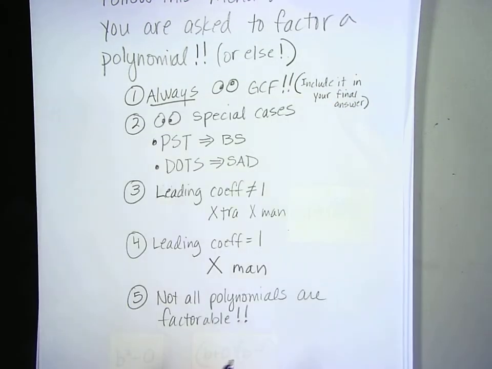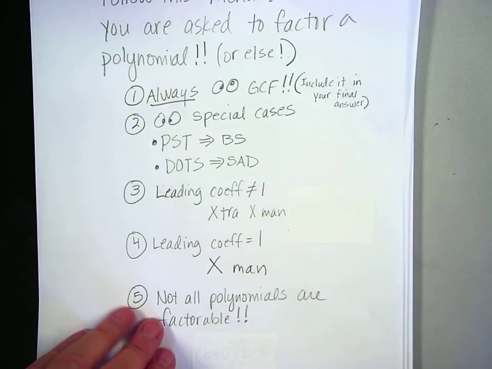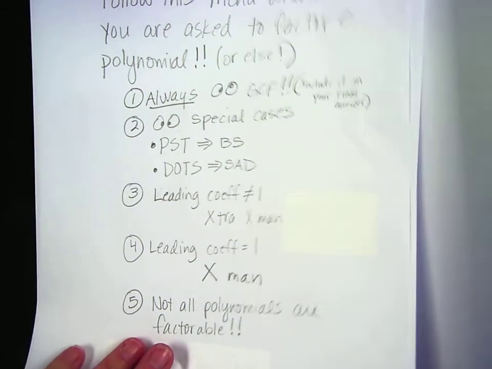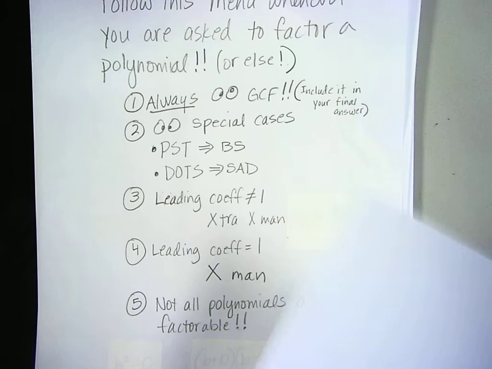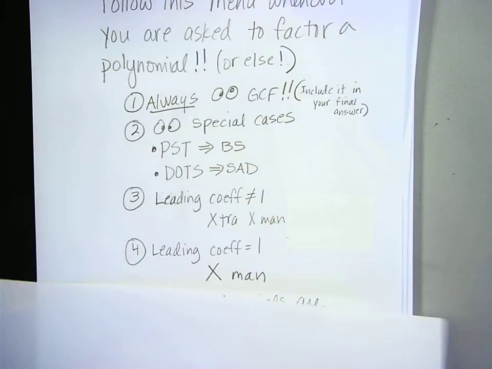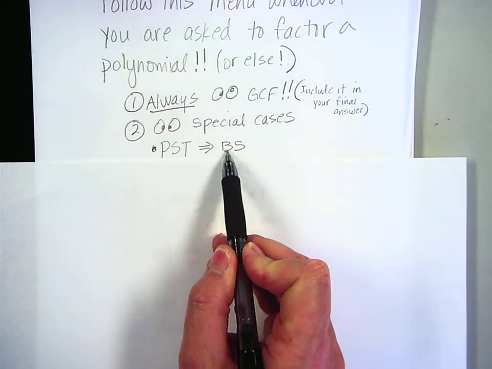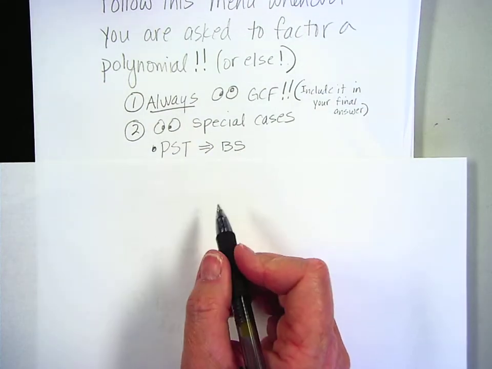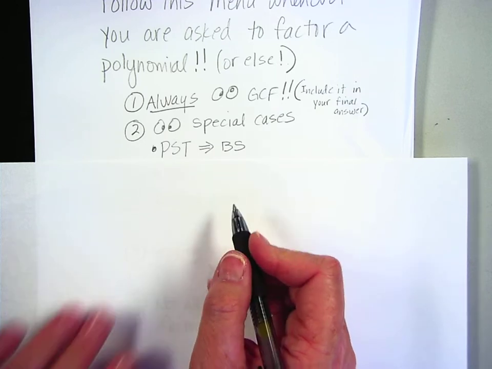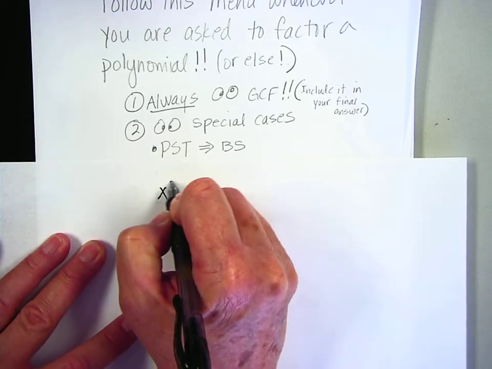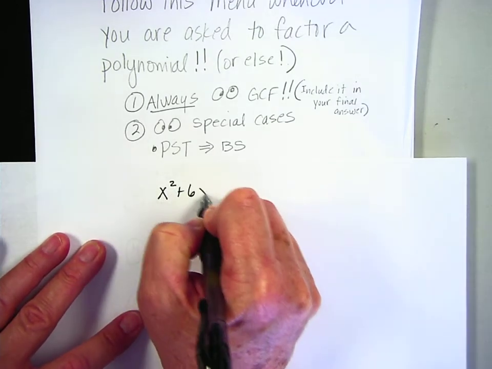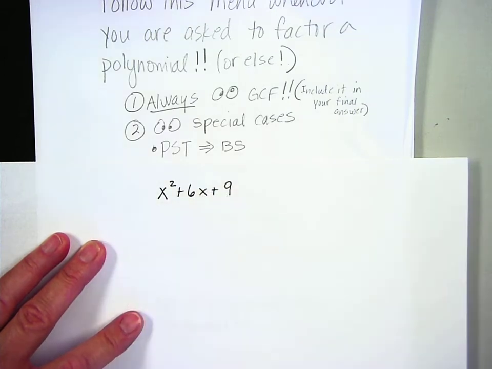Number 2, we're going to look for special cases. And there are 2 special cases. PST stands for perfect square trinomial. And the way you factor a perfect square trinomial is a binomial squared. Now here's an example of a perfect square trinomial: x squared plus 6x plus 9.